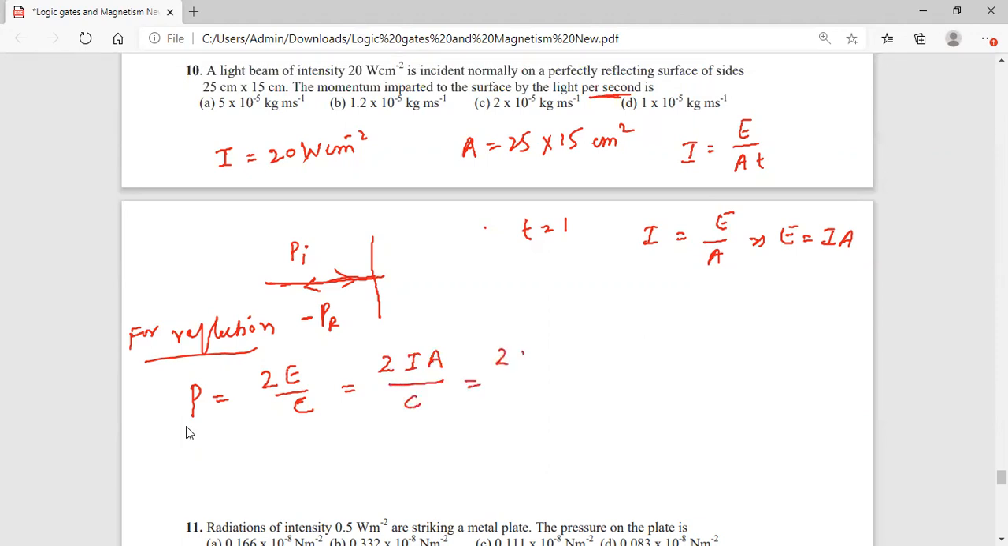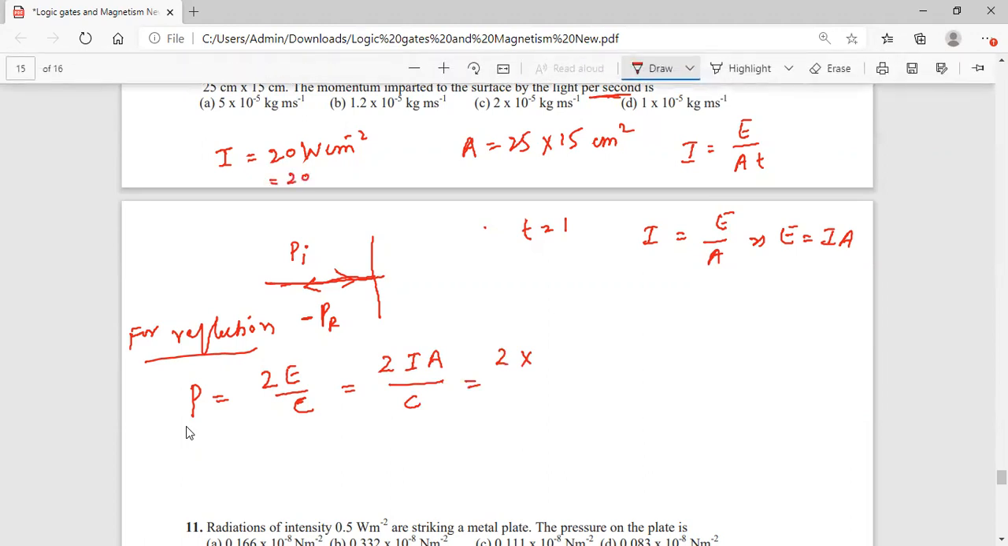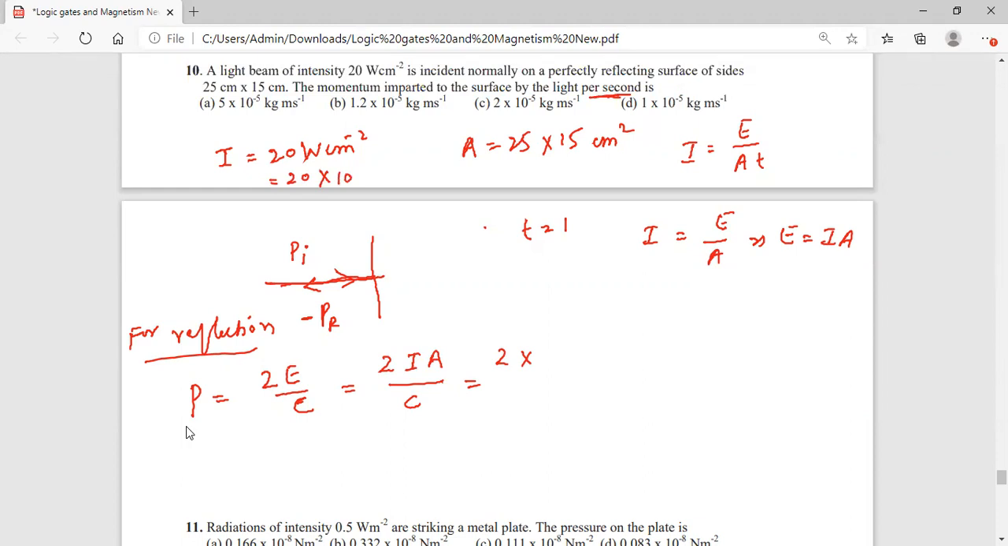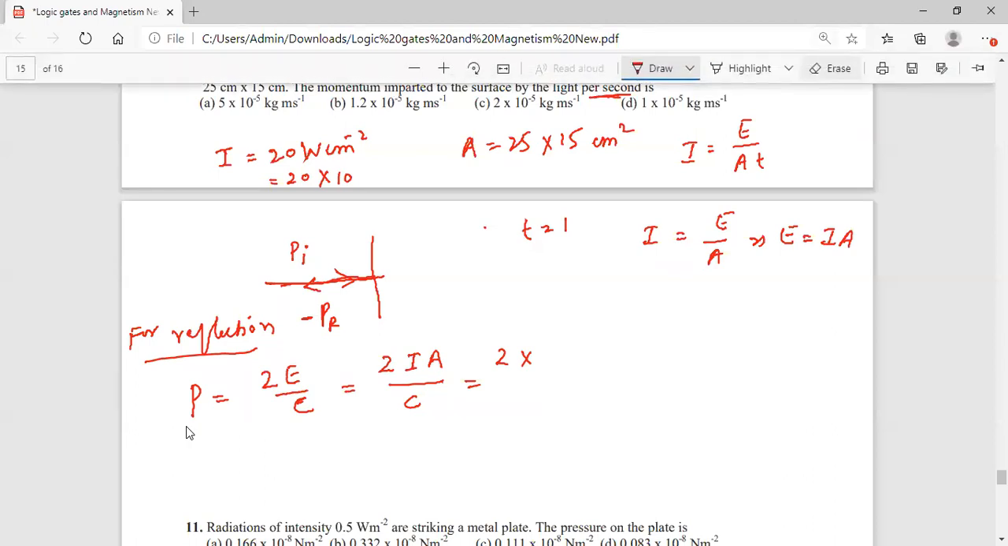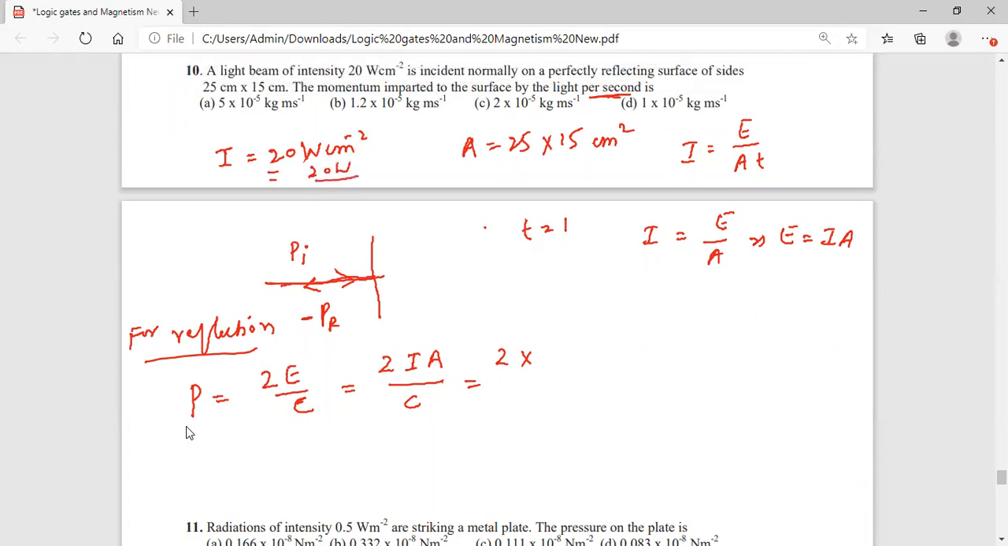Substitute the values. 2 into I is how much? It's 20 watt per centimeter square. So per centimeter square means 10 to the power of minus 2, so plus 4, I think. It's 20 watt divided by centimeter. Centimeter means 10 to the power of minus 2.